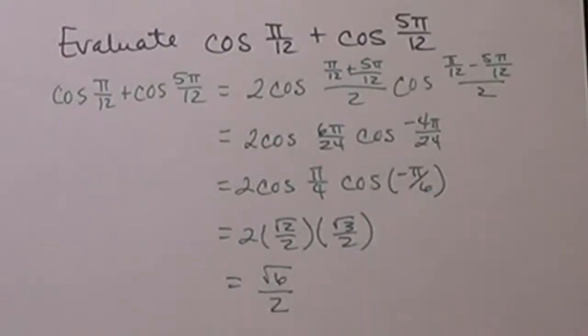So we'll get 2 cosine of pi over 4 times cosine of negative pi over 6. Again, using our even properties, that's just going to be cosine of pi over 6. So 2 times the square root of 2 over 2 times the square root of 3 over 2, which will simplify down to root 6 over 2.